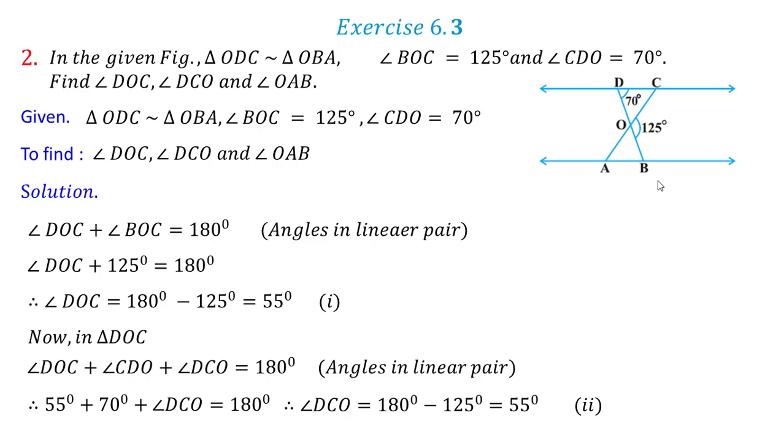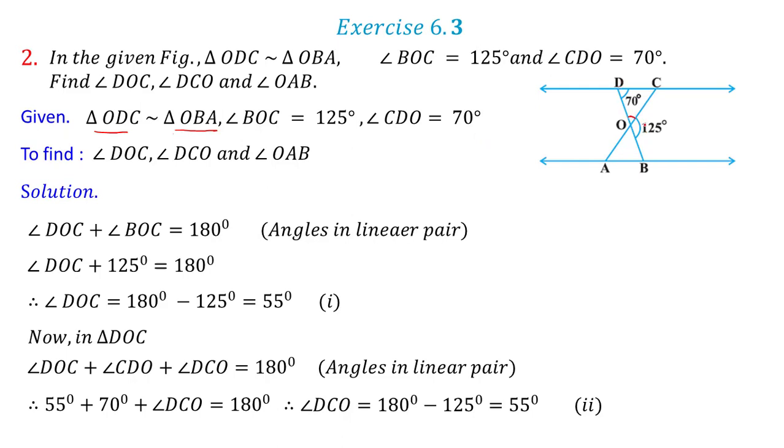So here question number 2 is, triangle ODC is similar to triangle OBA. It is given the triangle ODC is similar to OBA. You have to see how the naming is done. This will help you a lot. Angle BOC is given 125 degree. Angle CDO is given 70 degree. You have to find angle DOC. This angle you have to find out.